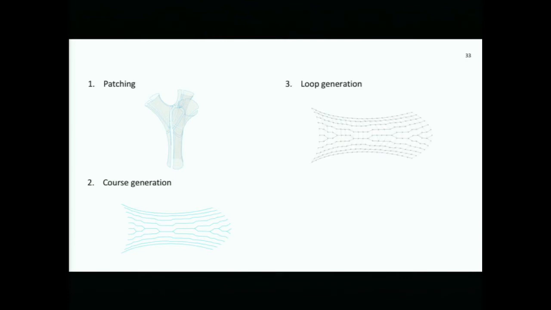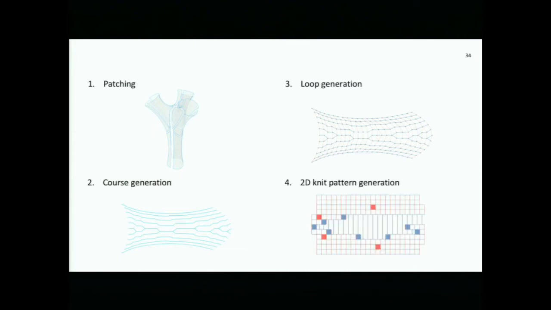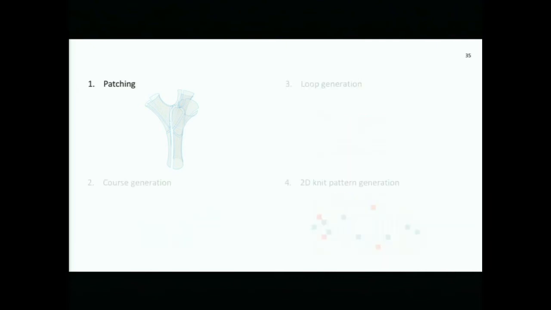So the approach can be structured into four parts. One of them is patterning. The second part is the generation of each individual course. The third part would be the generation of all the loops within these courses. And lastly, knowing this, the generation of the pattern to be fed to the machine. So let's start with the patching.